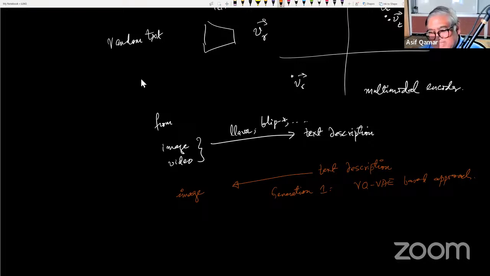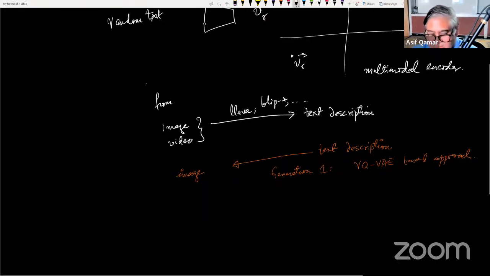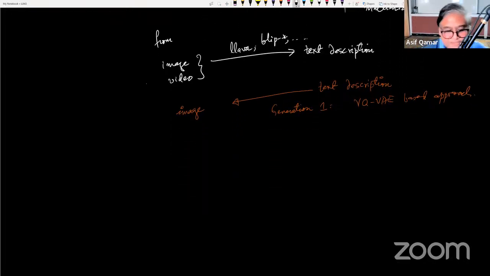But then on the scene came a class of models, quite interesting, quite revolutionary, deriving from a part of physics. These were called the diffusion models. Let me call it Gen 2. And today, they all have their strengths and weaknesses.